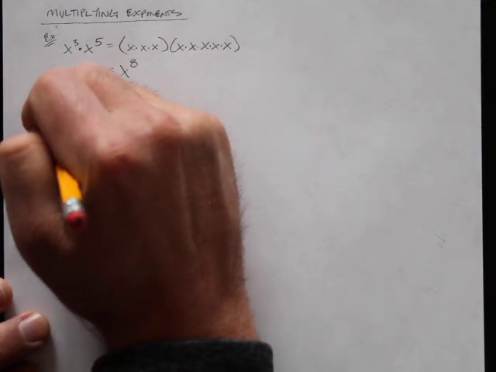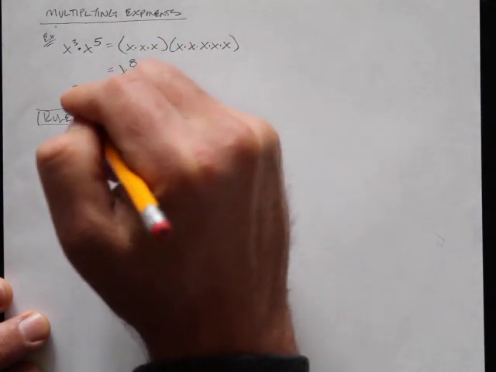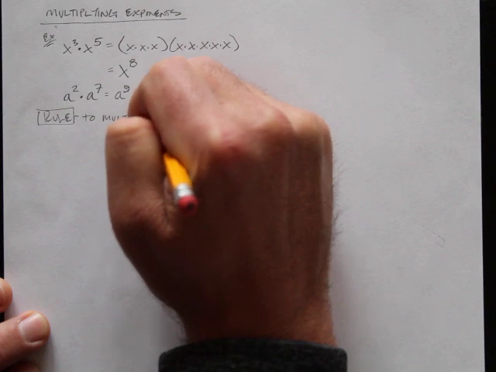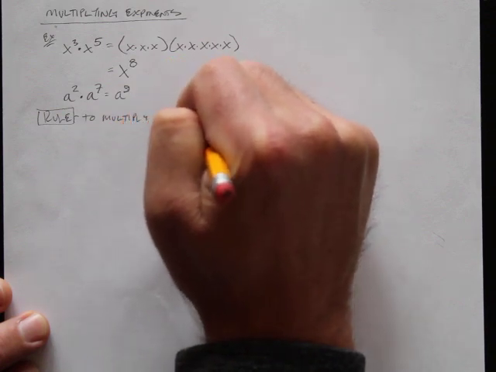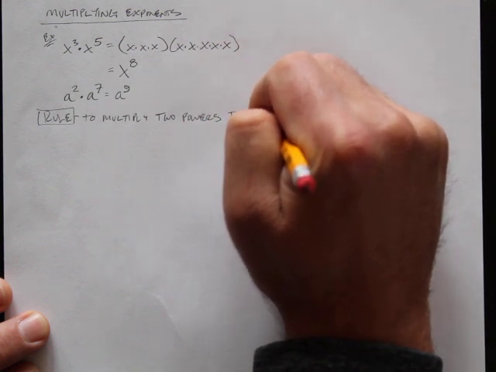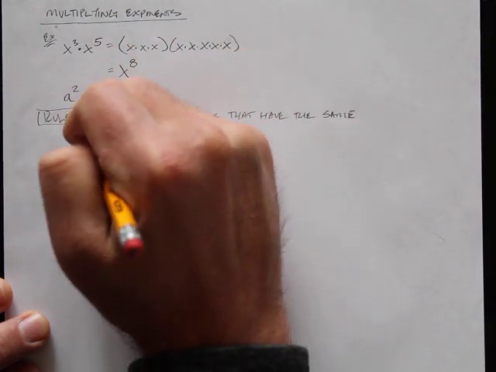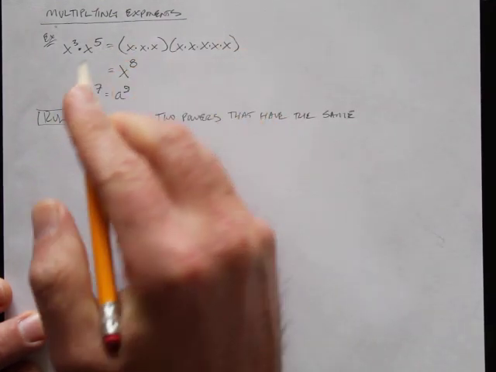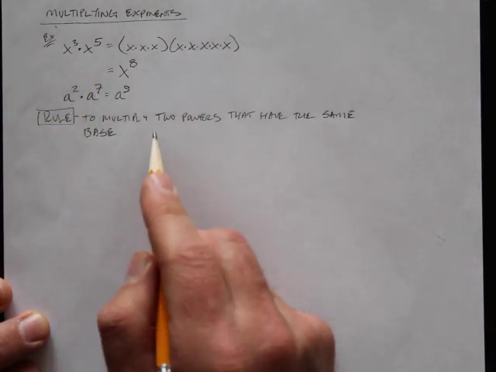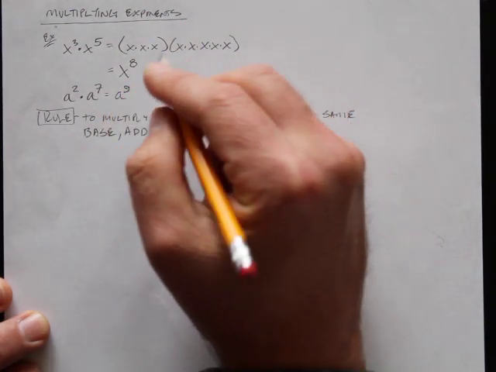So here's the rule that I just stated. To multiply two powers that have the same base, notice how these both have x as the base, these both have a as the base. So as long as they have the same base, you can add their exponents when you multiply the powers together.